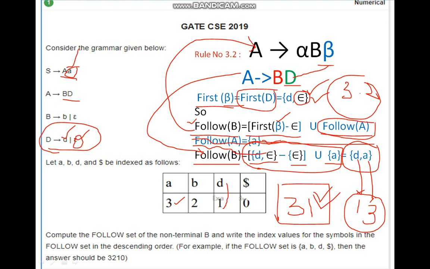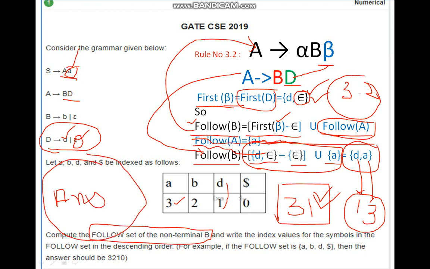Okay, so this is a very simple, easy question. It looks like a bigger, complex question, but it is not like that. You just need to find out follow of B, and whatever tokens are in follow of B, you need to find their index, and you need to arrange the set of indexes in descending order. So this is your answer. Your final answer is 31.